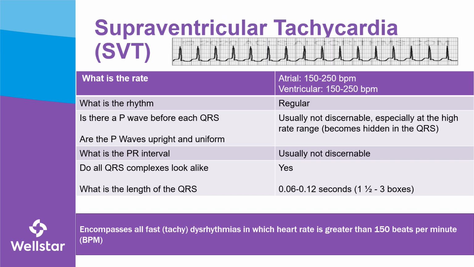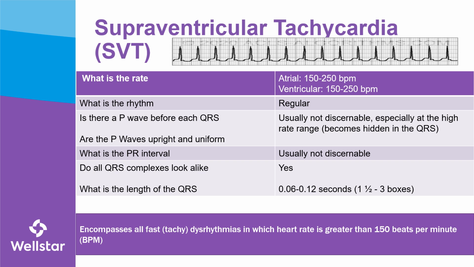All right, so one of our most exciting rhythms we encounter in the emergency department is going to be supraventricular tachycardia. This again does not have our classic P waves that are discernible on the rhythm strip. The atrial rate can be between 150 to 250. However, most times we're going to be reading this off of the ventricular rate, which can be between 150 to 250 beats per minute.